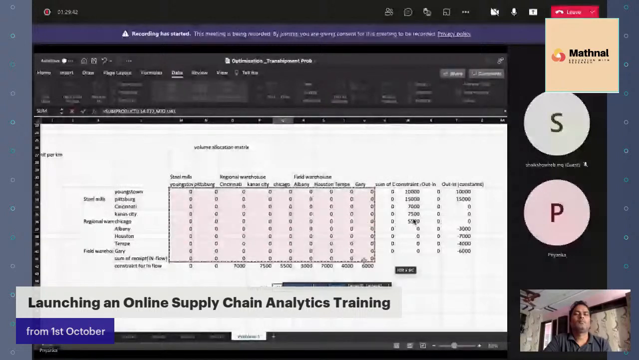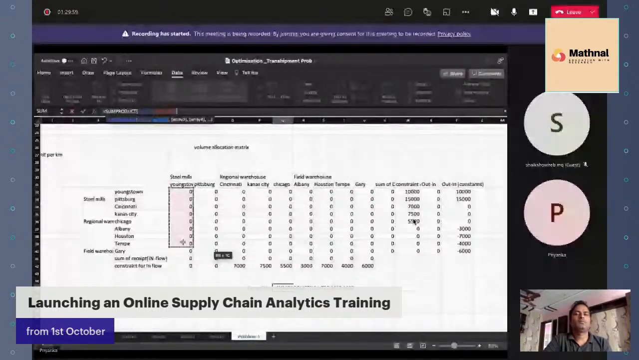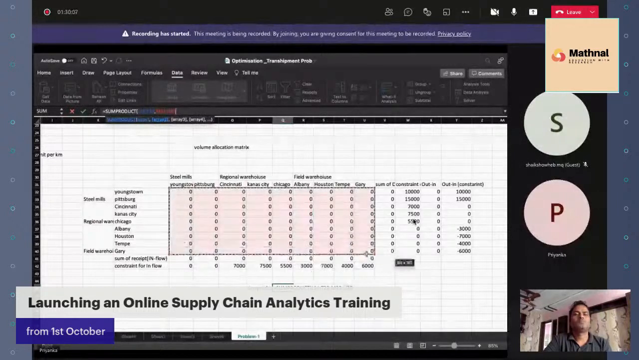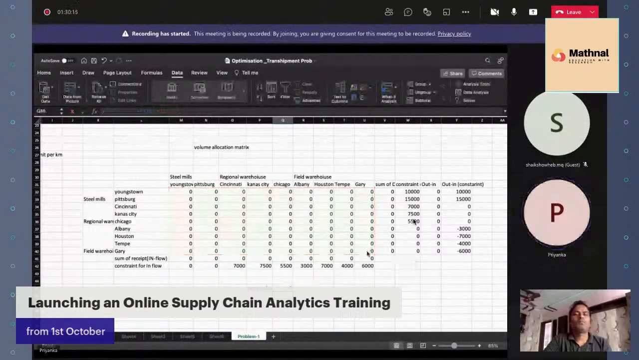Wrong. You are taking some receipt inflow also inside. No, wrong. Yeah, that's right. Okay, now we'll go to modeling.